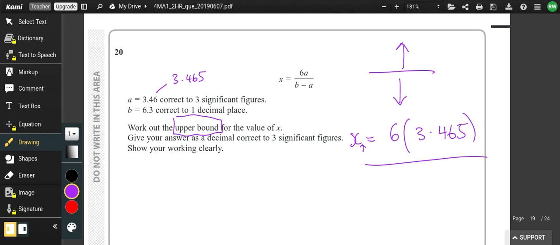And we want the smallest denominator. So we want the smallest value of B minus the biggest value of A. That'll give us our smallest denominator. So smallest B to 1dp is 6.25 minus the biggest A, we've done 3.465. So do that on a calculator. 6 times 3.465 divided by 6.25 minus 3.465.